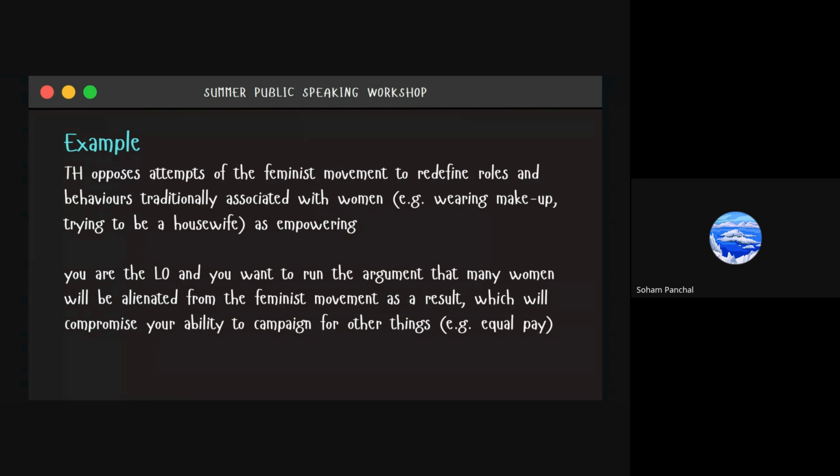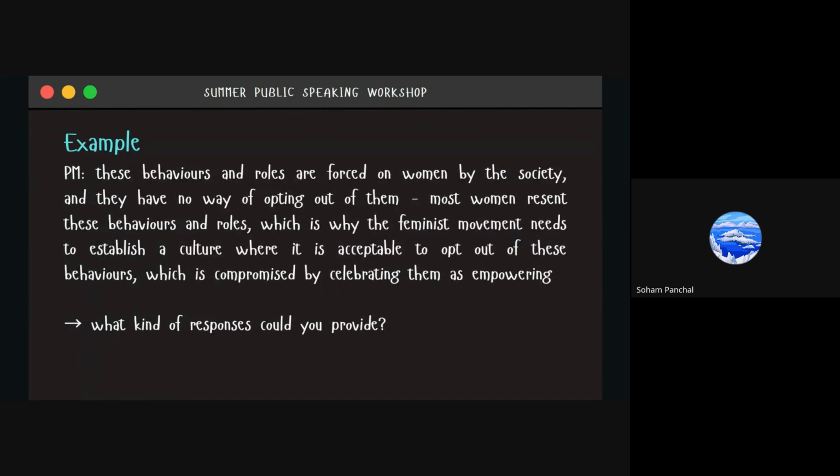So it's like that. If you read it carefully, you will try to get it. And maybe let me switch to the next slide. This is the PM's speech, or the PM's argument. If you read it, you will try to understand what the motion is exactly. Excuse me, sir. By behaviors here, the PM means the traditional behaviors of women, like having long hair and all that. Yeah, wearing makeup and trying to be a housewife or something. Okay, sir. Thank you.